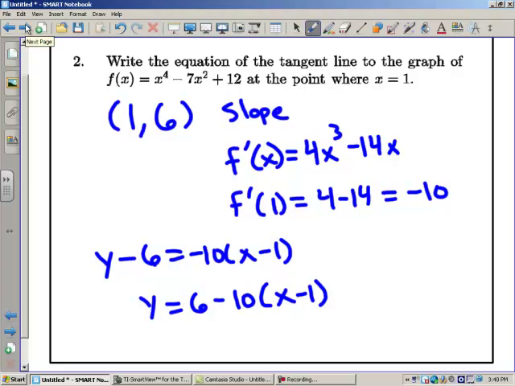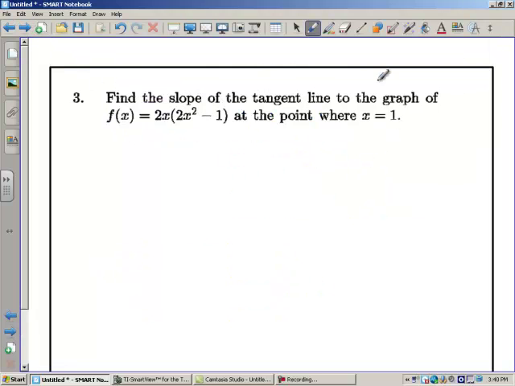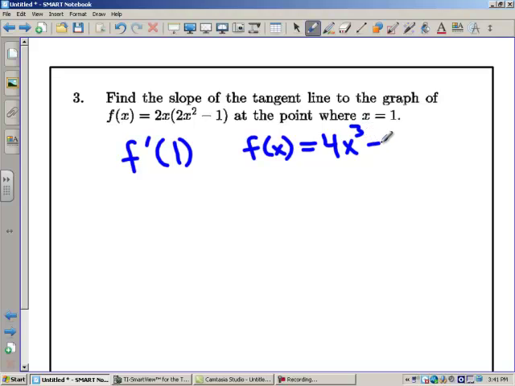Let's go take a look at one last example that's not the equation of a tangent line, but it is asking you for the slope, which is just an application of the derivative. This says if we did have a tangent line to this graph, what would the slope of that line be? This simply wants me to find f prime at that point 1. So what I'm going to do first is distribute that 2x through, and make it 4x cubed minus 2x.